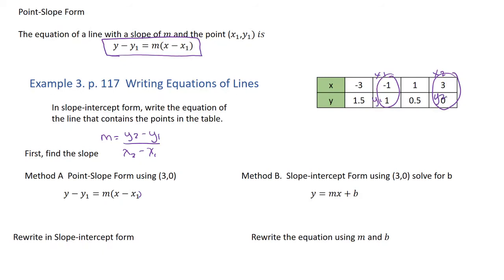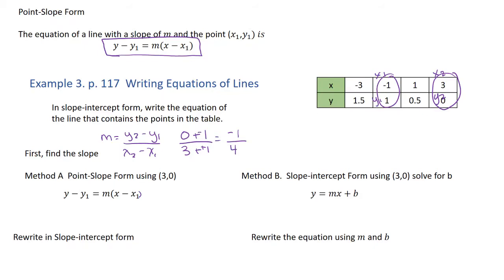If you don't get confused, you don't need to worry about it. So y2 is 0 minus y1, which is 1, over x2, which is 3, minus x1, which is -1. So 0 minus 1 plus a -1 equals -1 over, plus the opposite, 3 plus 1 is 4. So our slope on this particular problem is going to be -1 over 4.